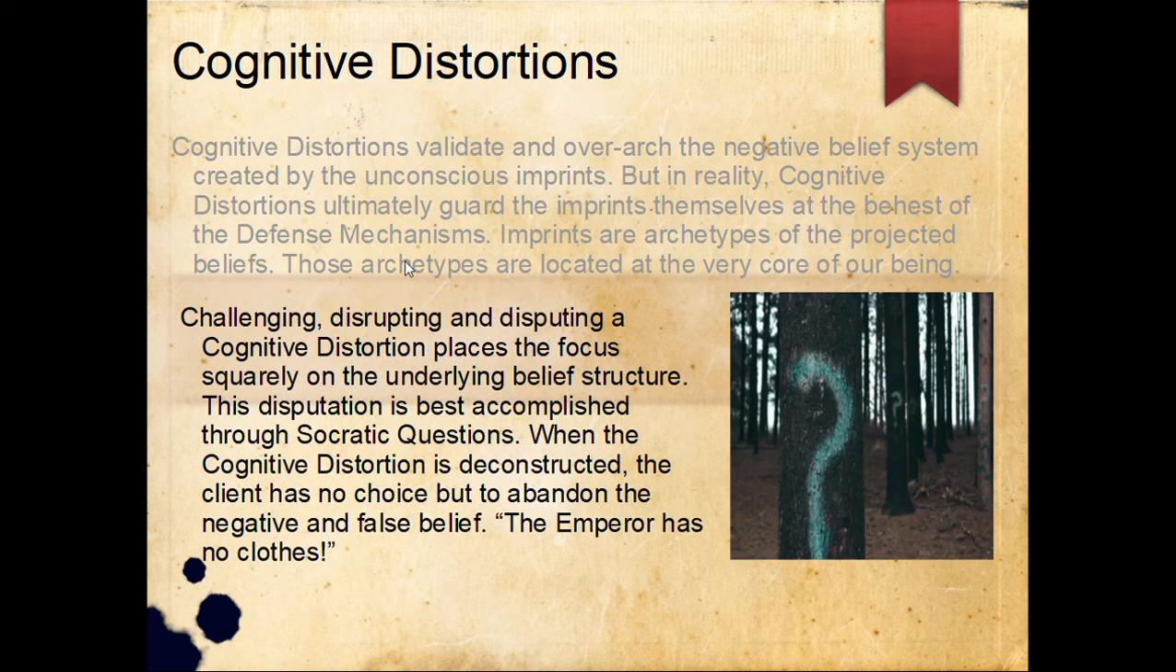Challenging, disrupting, disputing a cognitive distortion places the focus squarely on the underlying belief system. This disputation is best accomplished through Socratic questions. When the cognitive distortion is deconstructed, the client has no choice but to abandon the negative or false belief. The emperor has no clothes.